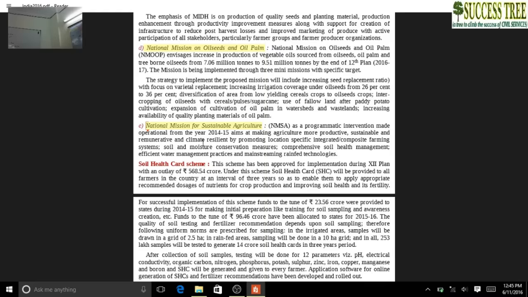Seventh, National Mission for Himalayan Ecosystem. Eighth, National Mission for Development of Strategic Knowledge to Combat Climate Change. These are eight missions that come under NPCC. So one of the missions is National Mission on Sustainable Agriculture.